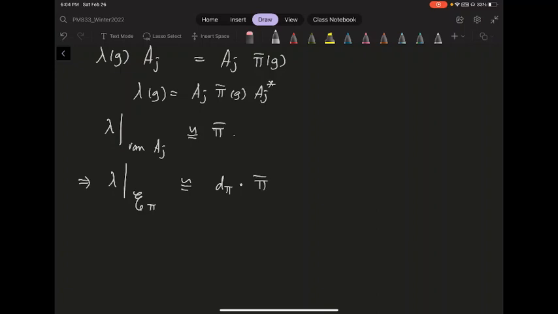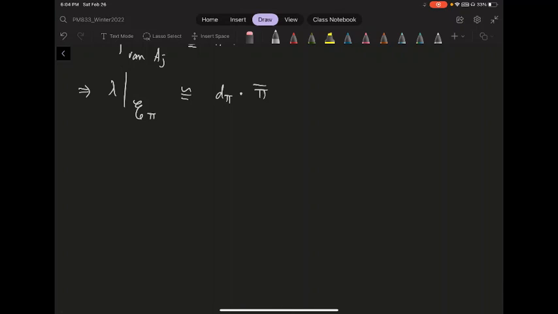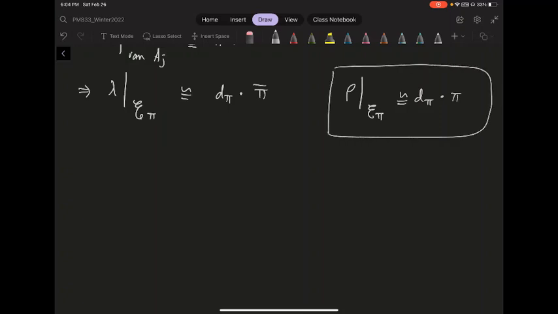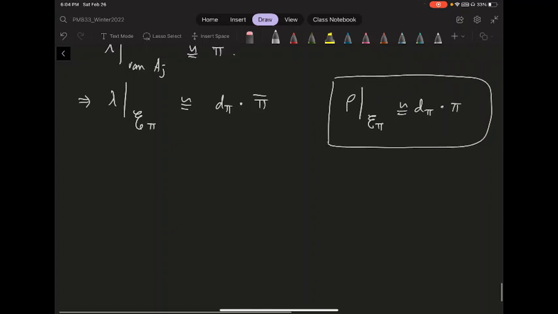Okay, just a short exercise. If you run the same argument for the right regular representation, things are actually a lot easier. If you take the right regular representation, let's call it rho, and restrict to e pi, that's also unitarily equivalent to d pi copies, but you actually just need pi. I'll leave that as an exercise. It's essentially the same proof. All right, so now we have a really good description of how pi looks, and how the left regular representation lambda looks, on each of these e pi.